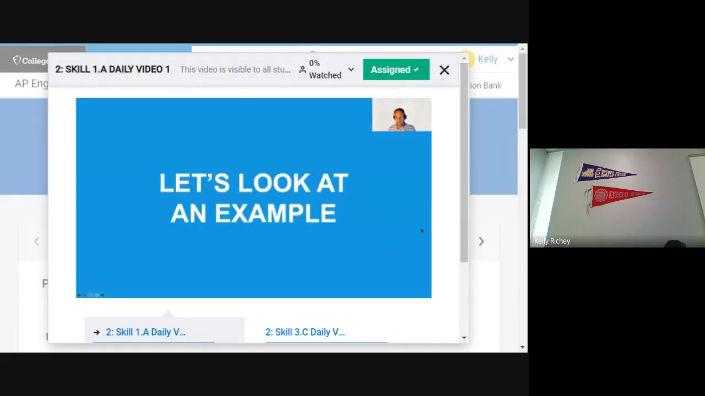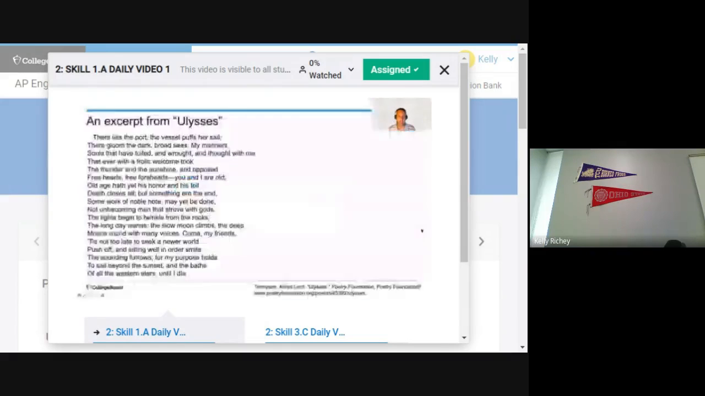It's Ulysses. It's by Alfred Lord Tennyson. This is only 17 lines from a much larger poem. That's why I have excerpt up there. But I want to give you a read. I want to pause, give you some instructions about what you can do with these lines, and then allow you to work through some annotations.